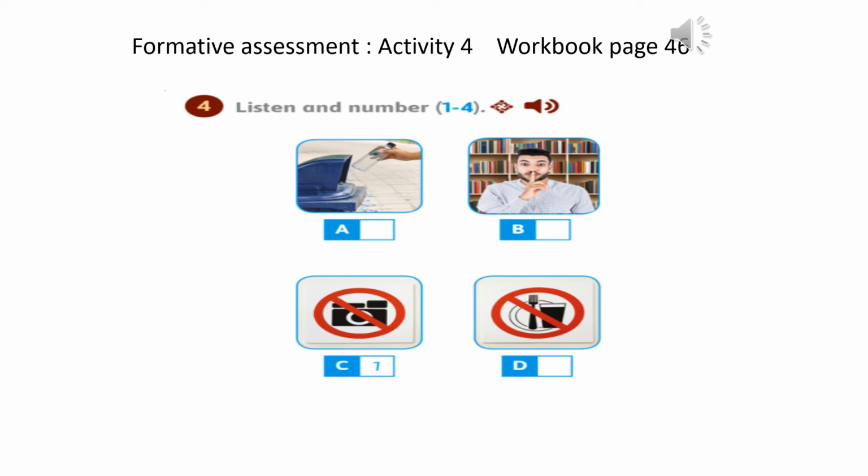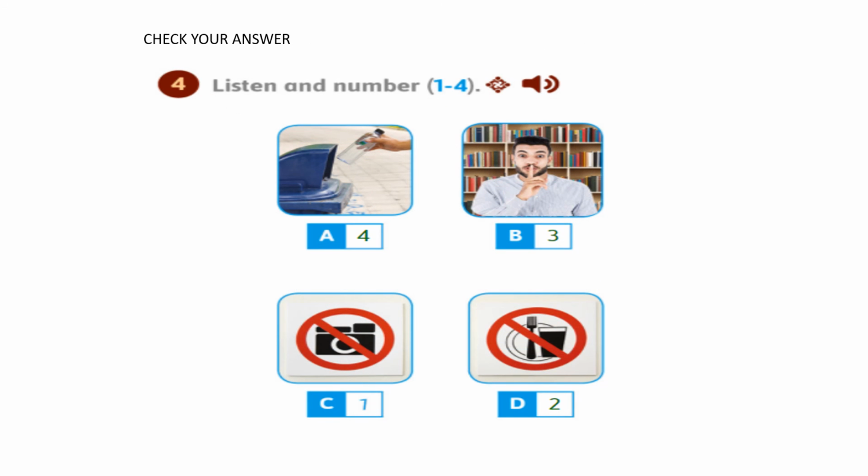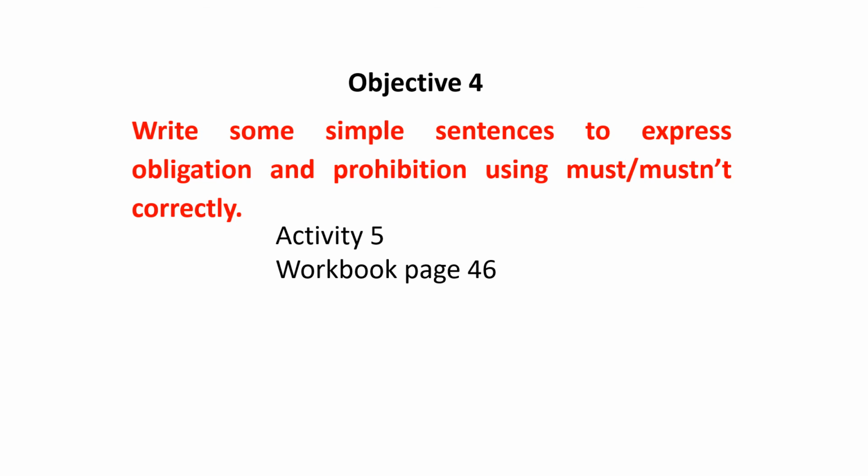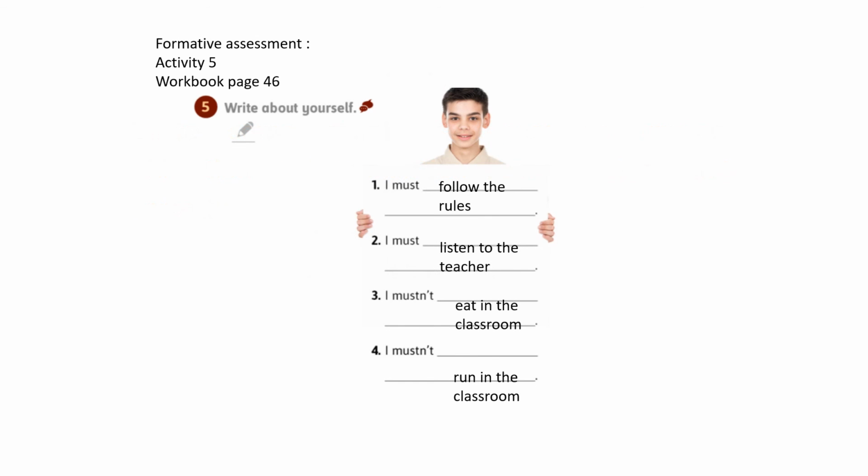Now we come to do formative assessment, activity number 4, workbook page 46. Listen and number. Okay. Write some simple sentences to express obligation and prohibition using must or mustn't correctly. Activity number 5, workbook page 46. For example, I must follow the rules. I must listen to the teacher. Number 3, I mustn't eat in the classroom. I mustn't run in the classroom.